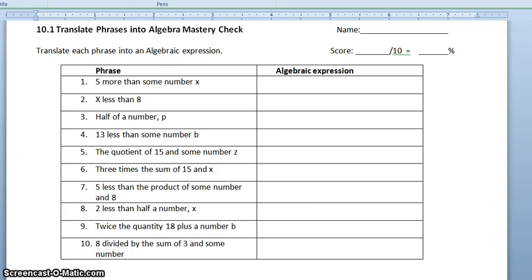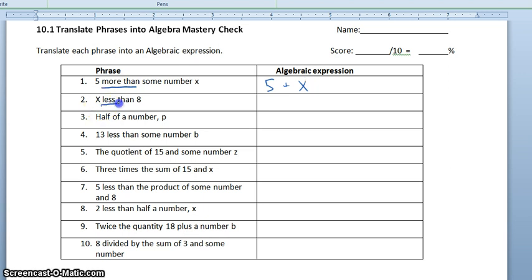This is 10.1, translate phrases into algebra, mastery check. Number 1 says 5 more than some number x. So I'm going to notice the keyword here that is "more than," and I remember that more than means that I am adding on to my some number x. So I have 5 plus x. Remember that order does not matter when you're adding two things together, so you also could have written x plus 5.